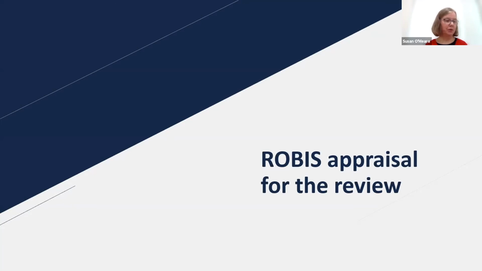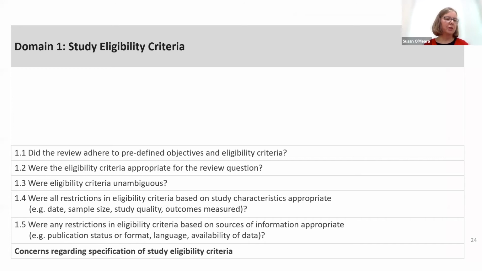So now I'm going to move on to the ROBIS appraisal for the review. So we start off with domain 1, which is on study eligibility criteria. So the questions within this domain are trying to dig down and find out whether the objectives and the study selection criteria were pre-specified, and also did they make sense? Did they hang together? Were they appropriate? And were they actually followed throughout the review? Or did the reviewers do something to diverge from the original plan?